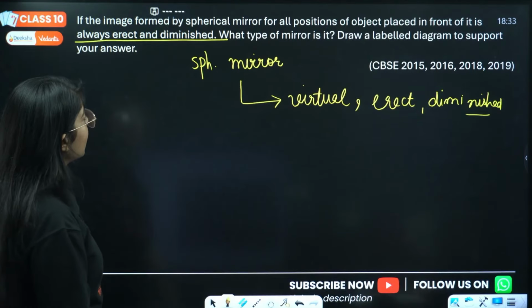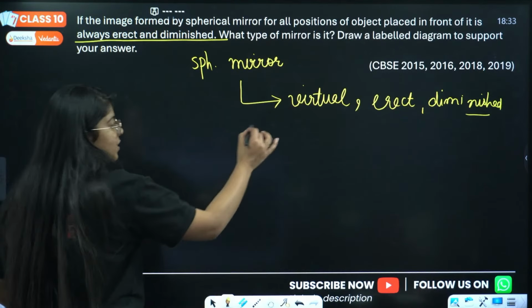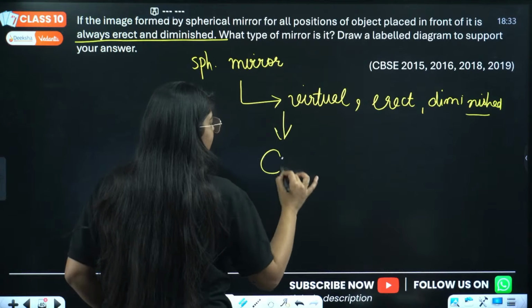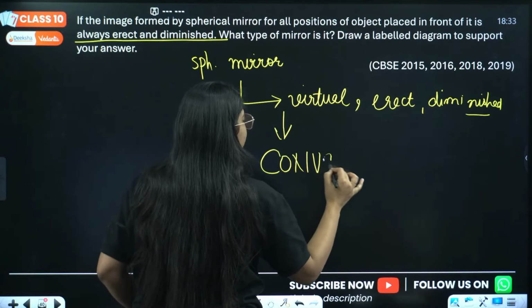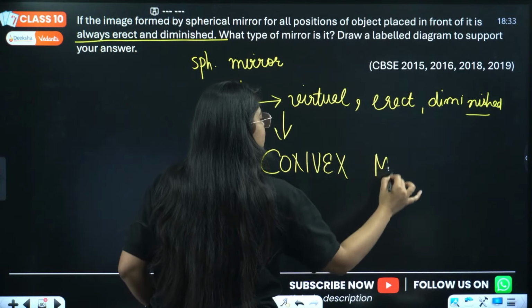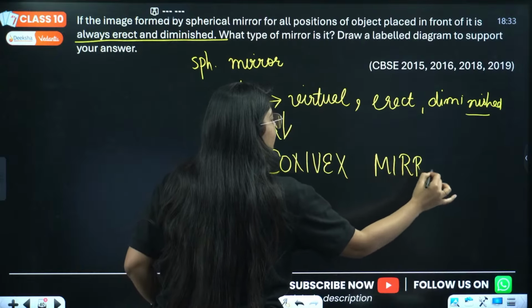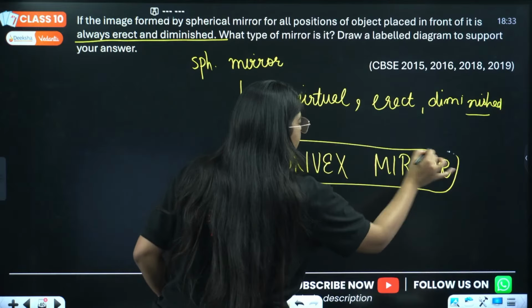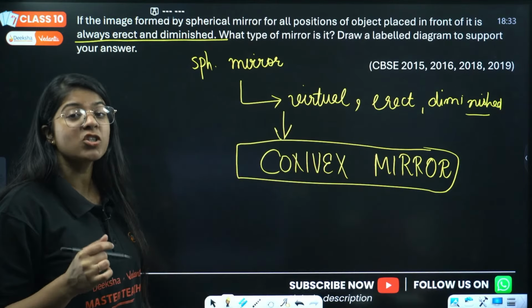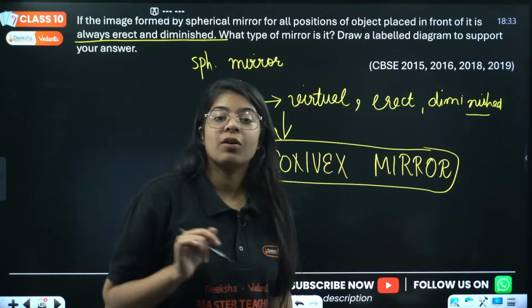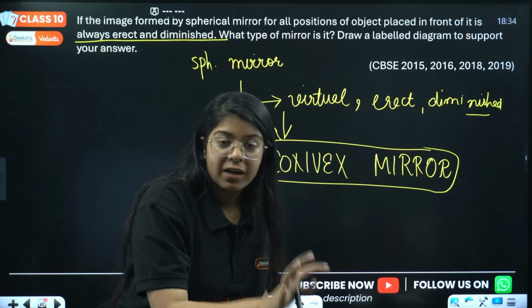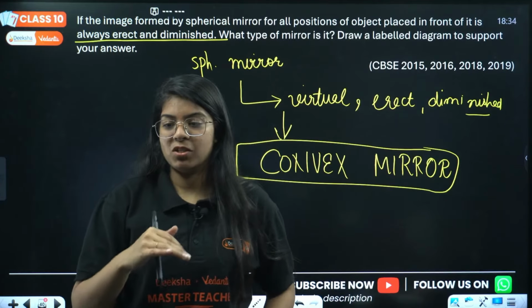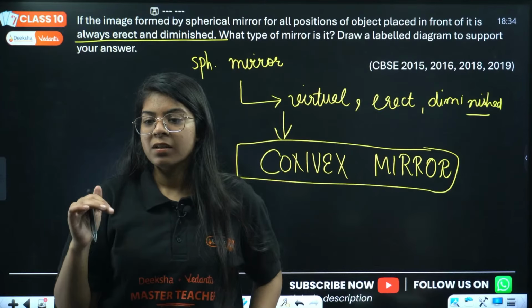Yes, so the answer is convex mirror. The answer is definitely correct because we know the convex mirror is the only mirror that forms an erect and diminished image. A concave mirror also forms an erect image, but that is enlarged. A convex mirror forms erect as well as diminished images. Very good.